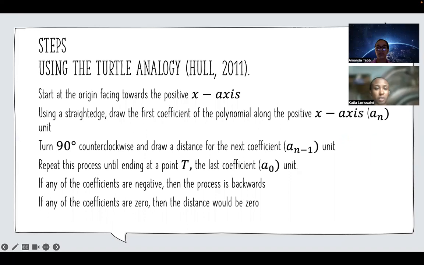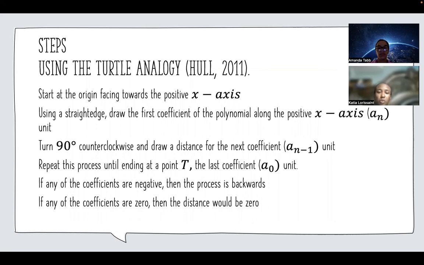So again, we start with the steps, but this time we are going to use the turtle analogy. Ho's the one who started with that, and of course we would start at the origin, going in the direction of the positive x-axis, and then using a straight edge or a ruler, draw the first coefficient of the polynomial, a sub n, along the x-axis. It would be a sub n units. Turn 90 degrees counterclockwise and draw the distance of the next coefficient. Repeat this process until you end at point T.